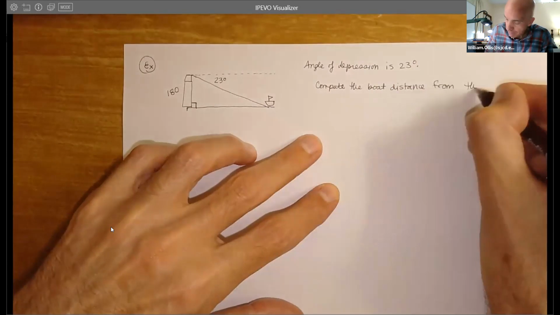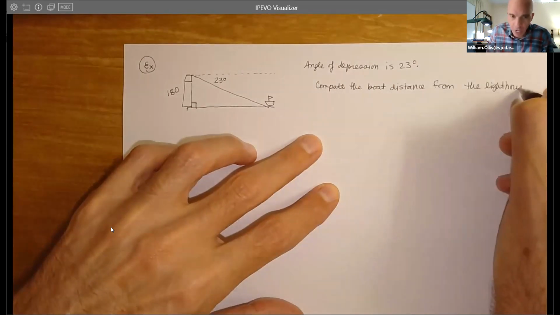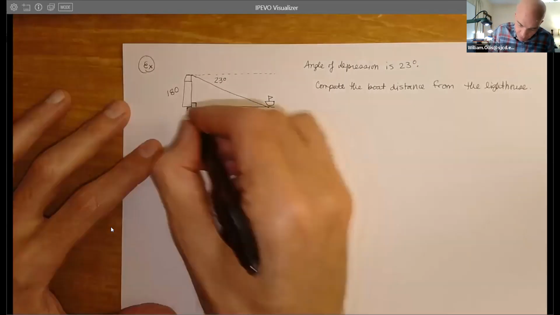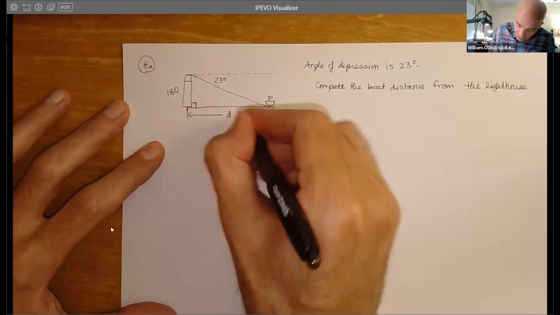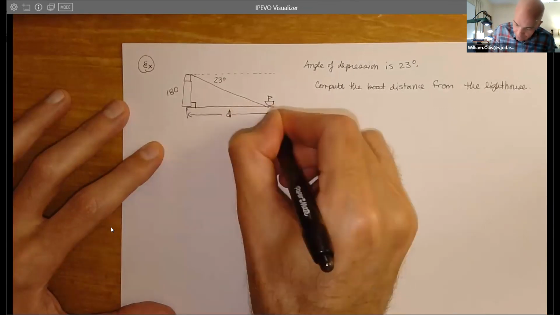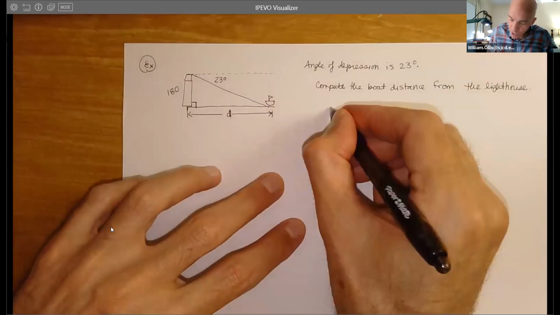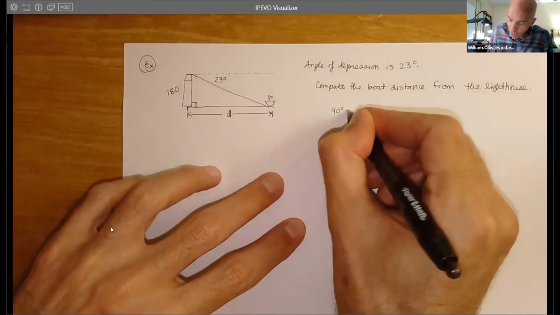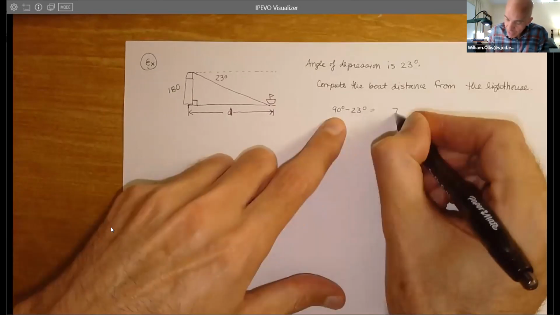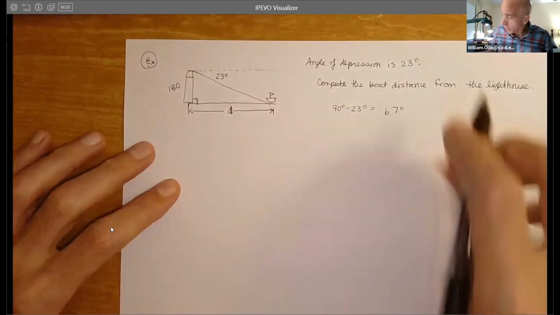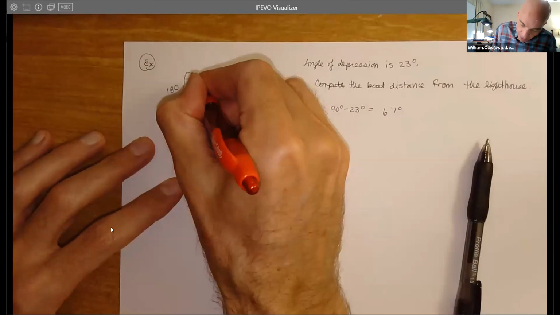Okay, so now if you like, you could just notate this distance here as D. Now notice if we look here, we've got complementary angles. So 90 degrees minus 23 degrees will give us 67 degrees. So here, I'll use another color. We have a 67-degree angle.